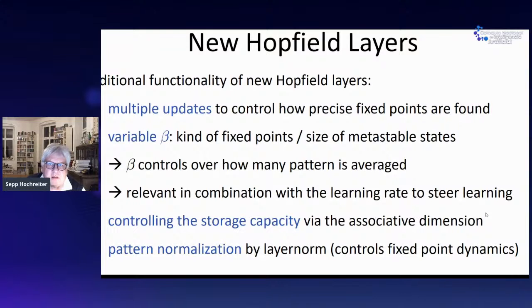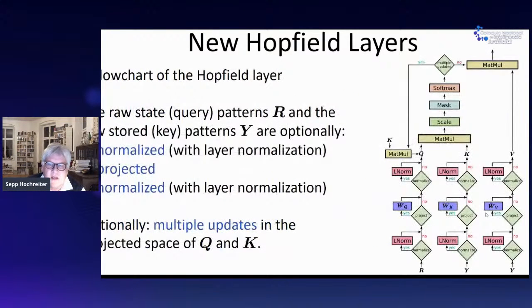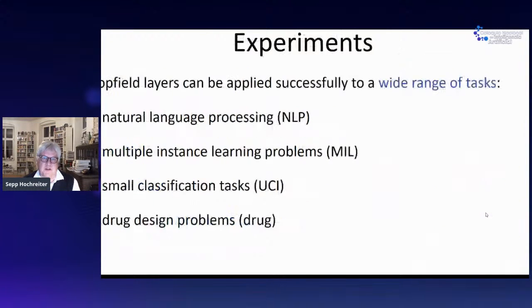These Hopfield network layers have new functionalities. I skip this. This is a flow chart of how it's implemented in PyTorch, I also will skip this. I want to go to the experiments. I want to show you a couple of experiments we did to demonstrate that this architecture is really cool, works well, and is really fascinating.